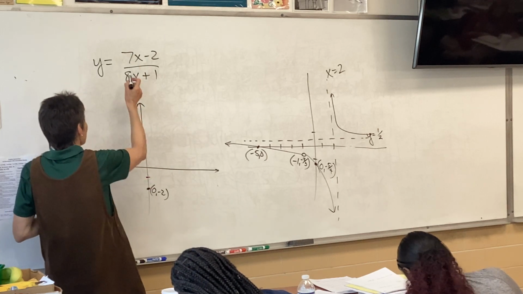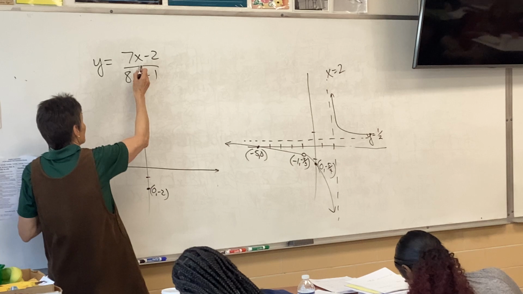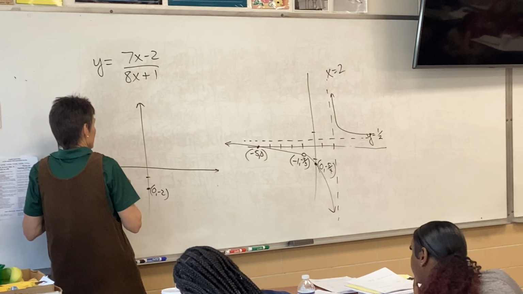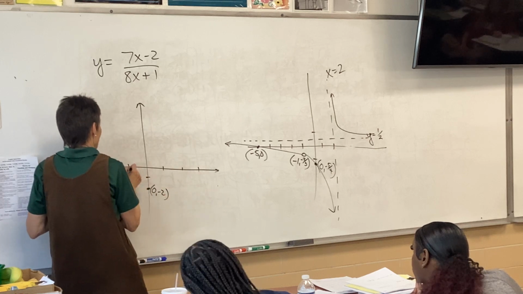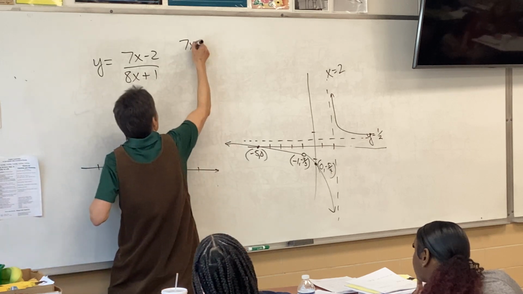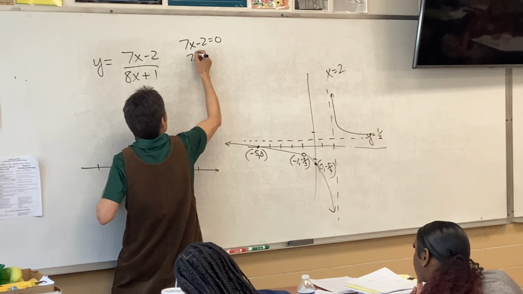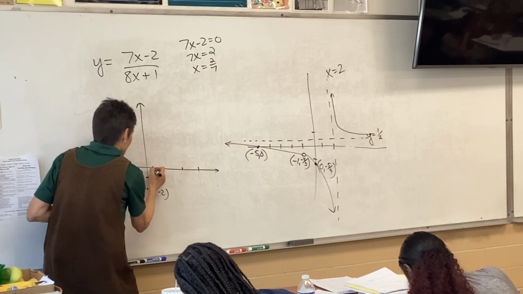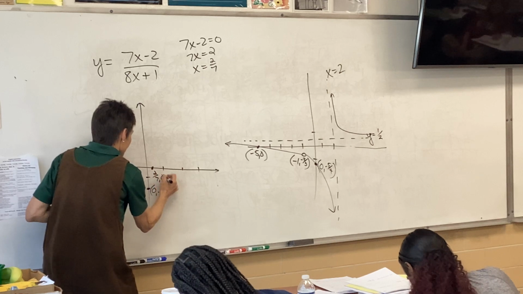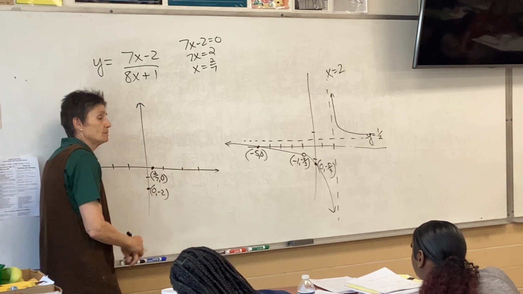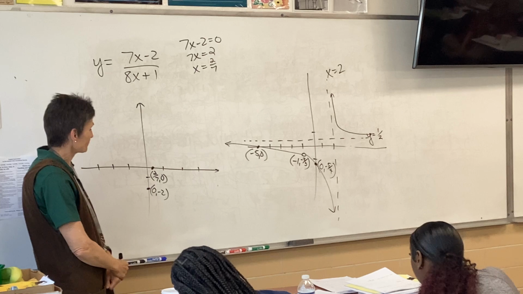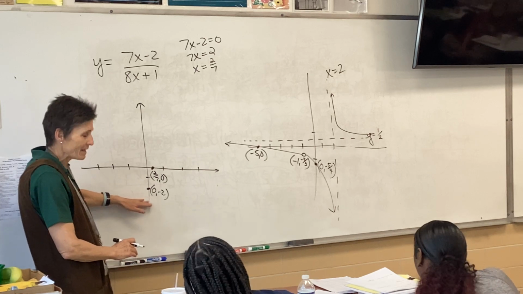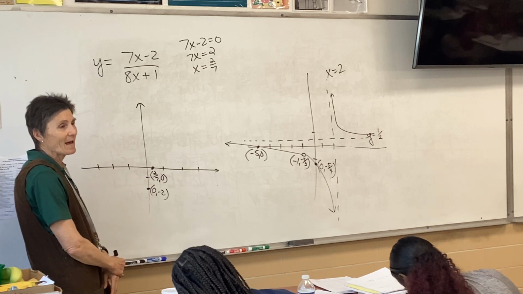And what would make the top 0? What would make 7x minus 2 equal to 0? Yeah. 7x minus 2 equals 0, so isn't it going to be 2/7? So like right here, 2/7, comma 0. Right, those are my intercepts. What about my asymptotes?